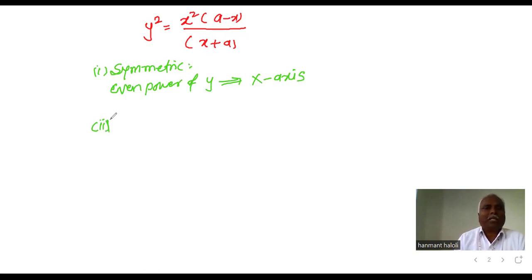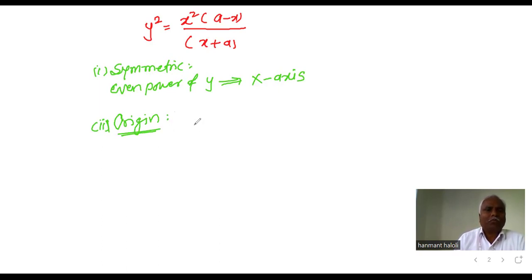X symmetry, y symmetry: replace x by y and y by x, and the curve remains unchanged. That matters. Okay, symmetric about the x-axis. Now second, you check the origin, whether the curve is passing through the origin or not. This is the second point. Now how do you check whether the curve is passing through the origin or not?